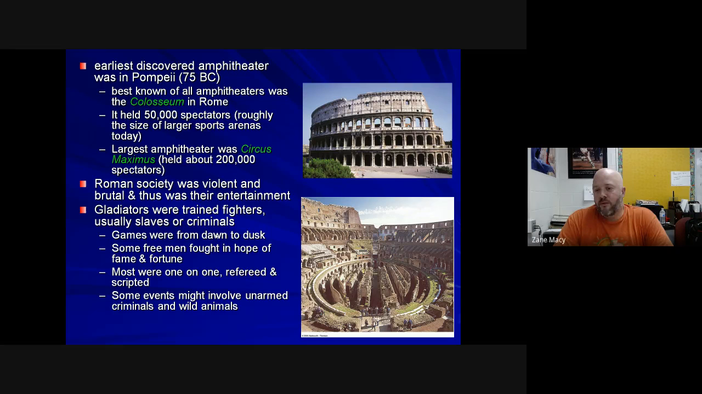Of course, the best known of all amphitheaters ends up being the Colosseum in Rome, which is what's depicted here. The most famous exterior facade that people tend to see, and then the interior. And if you look here, there would have been a wall.